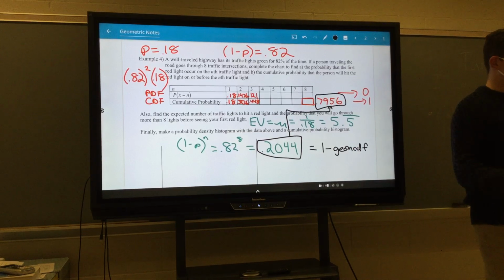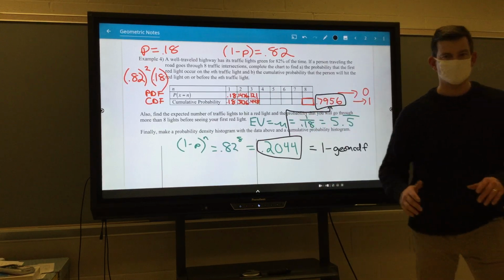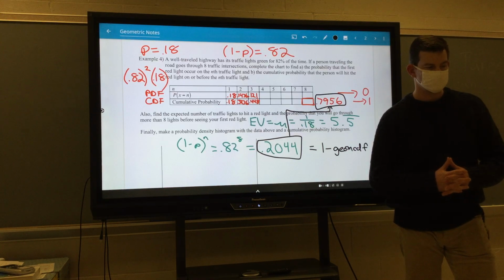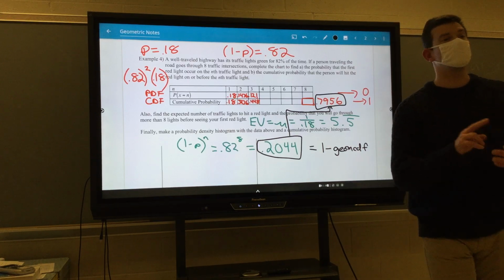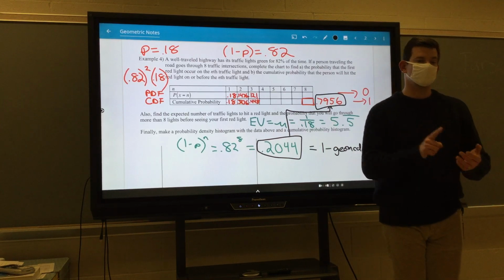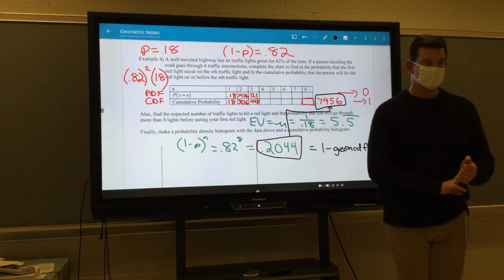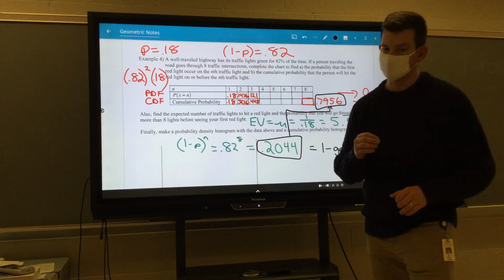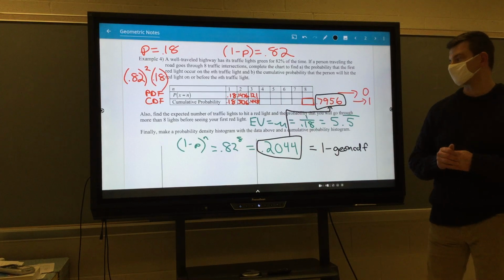All right. That's it in terms of new stuff for today. Any questions about what we just talked about? Geometrics, very similar to binomial. Okay, 3 of those 4 conditions are still the same. We still have success or failure. We still have independence. We still have a set probability. It's just we don't have a predetermined number of observations. And instead, we're going to keep going until we get that first success.